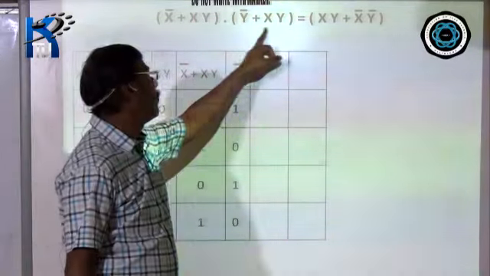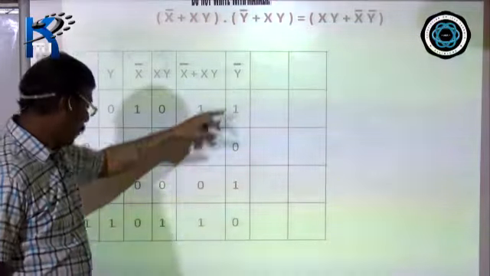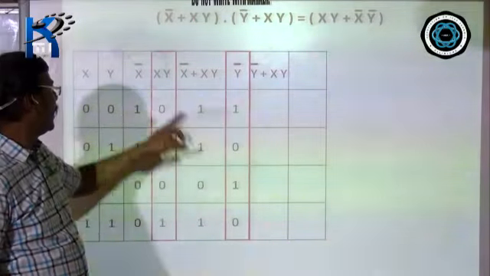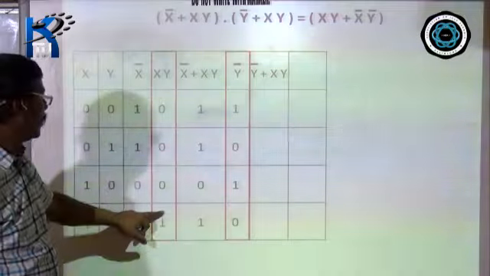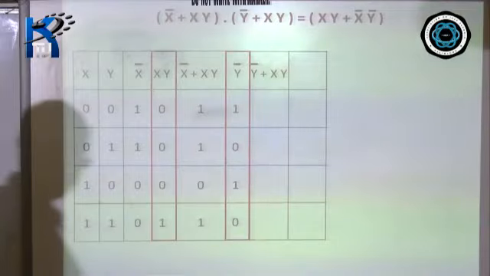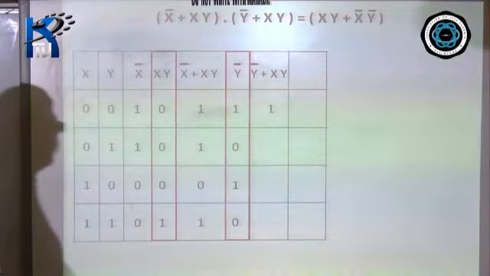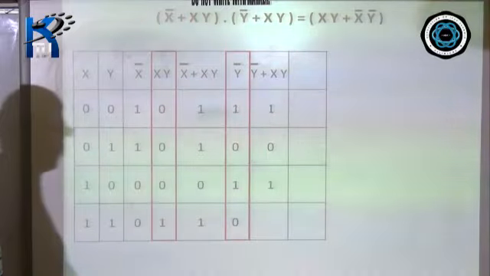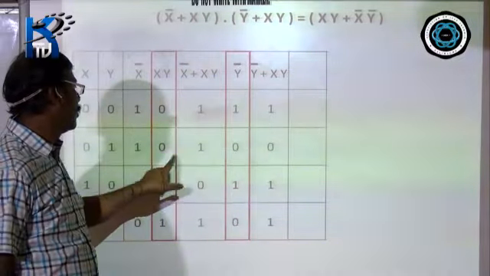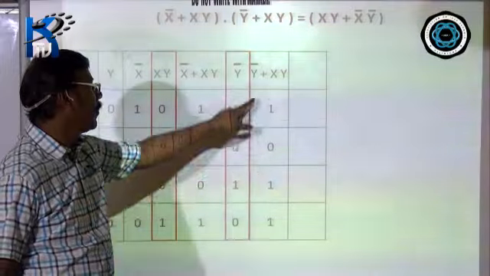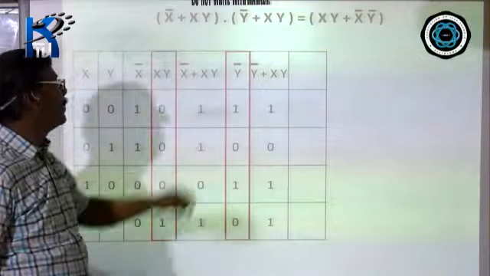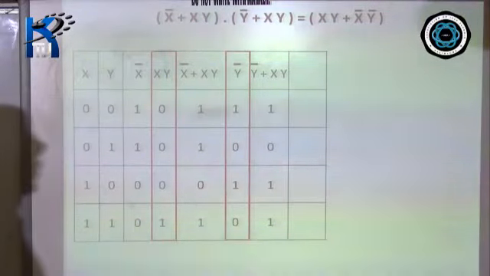Now we need to combine this. Y complement plus xy. Y complement is here, xy is this column. So this column and this column we combine using the OR gate. So 0, 1 will be 1, 0, 0 is 0, 0, 1 is 1, 1, 0 is 1. Only where both the literals are 0, the output is 0. In all other cases, it will be 1. So we have solved this, we have solved this. Now we have to join them using the dot operator or the AND operator.